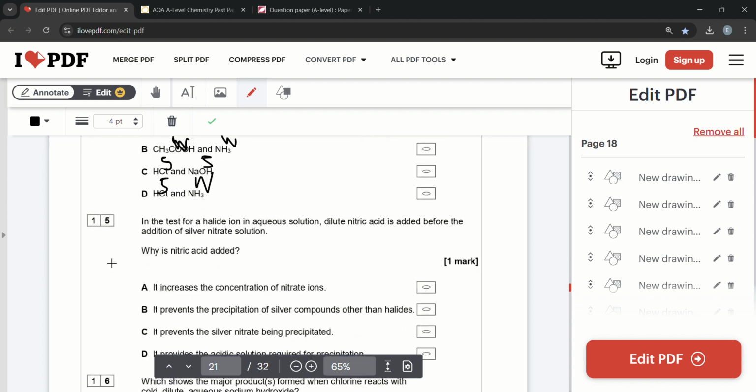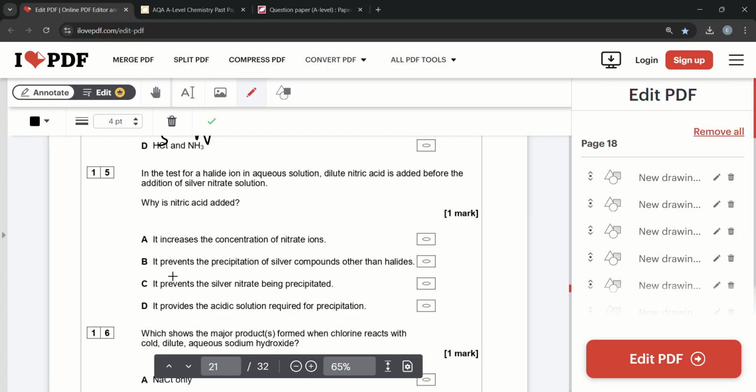15. Why is nitric acid added? This is a really nice question because I know the answer straight away. It increases the concentration of nitrate ions. Nope. It prevents the precipitation of silver compounds other than halides. Absolutely, it is B.